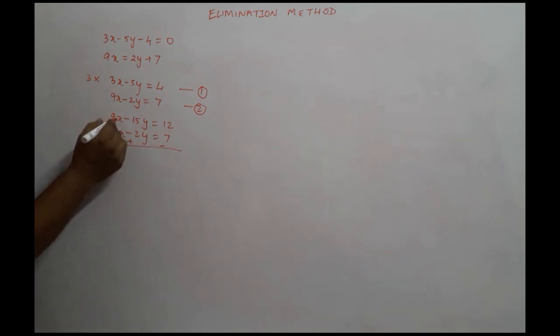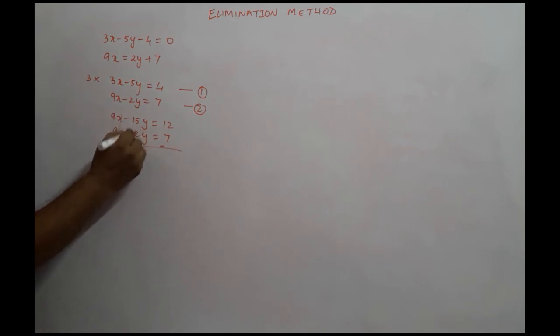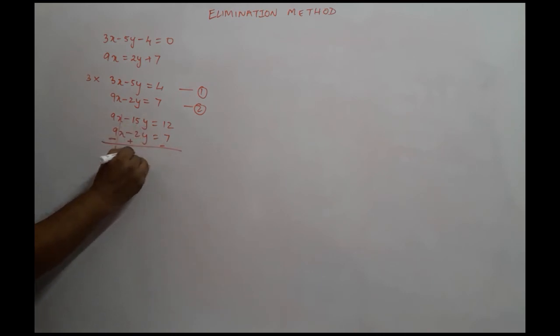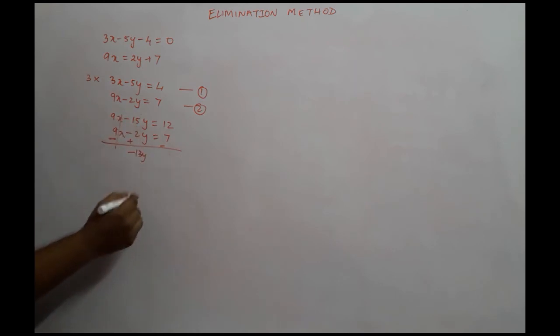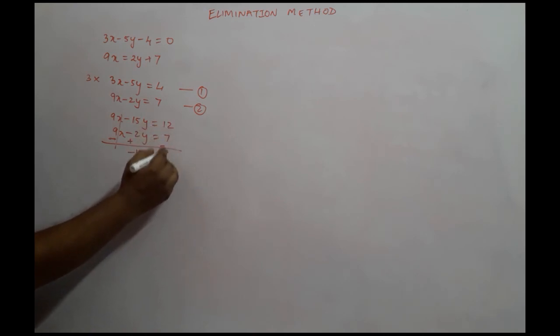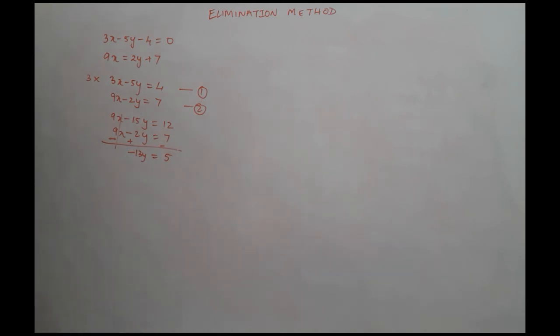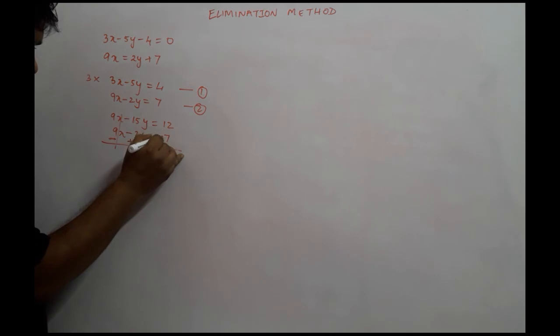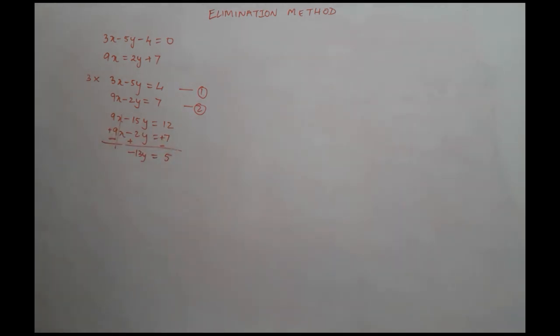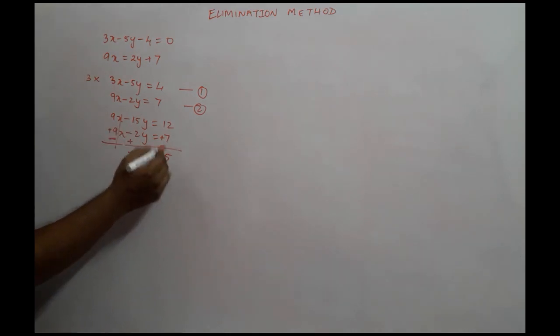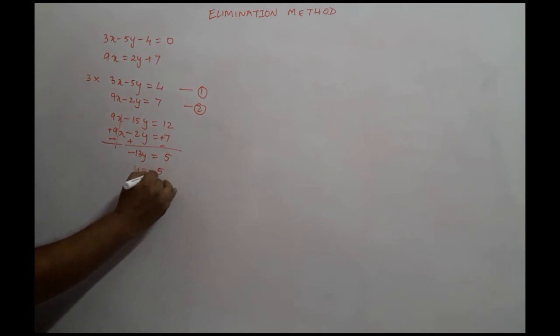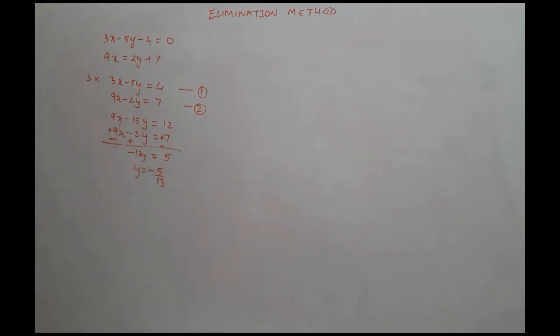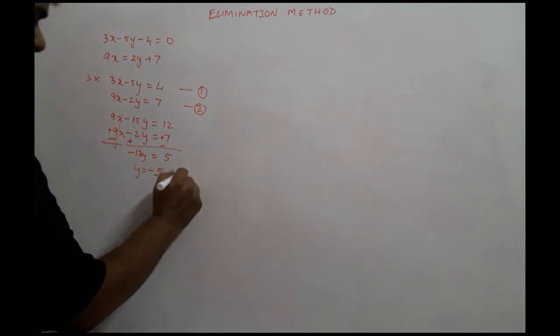Okay, so now 9x minus 9x cancels out, minus 15y plus 2y, do not get confused. The sign has been changed now. Minus 15y plus 2y will give us minus 13y, sign of the greater number. Here 12 minus 7 will give us 5. If it confuses you, then you are welcome to put a positive sign over here and here as well, though not necessary. Now 13 will go on the other side and it will get divided, and we put the negative sign on the right hand side, so that will go to the numerator and we get y is equal to minus 5 upon 13, and we'll mark this as 3.